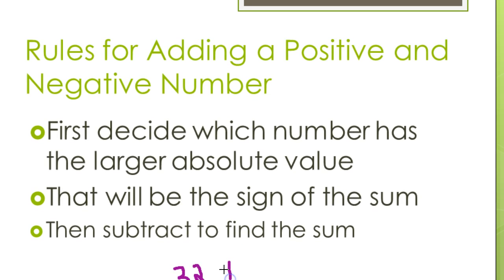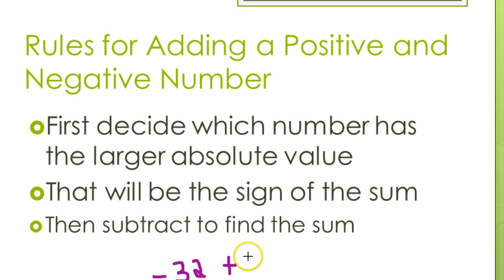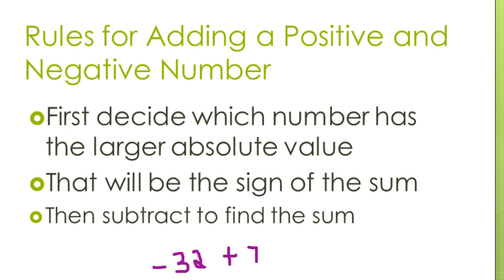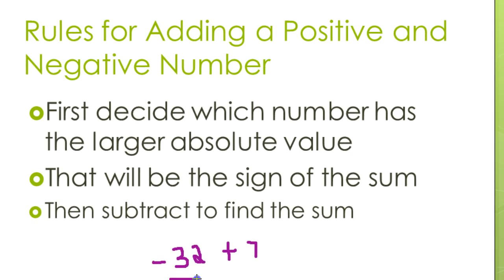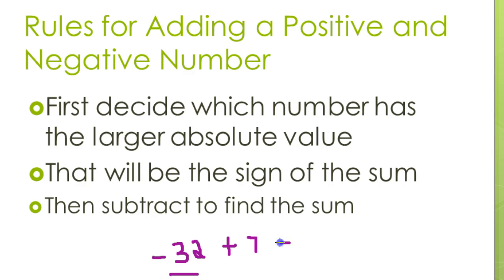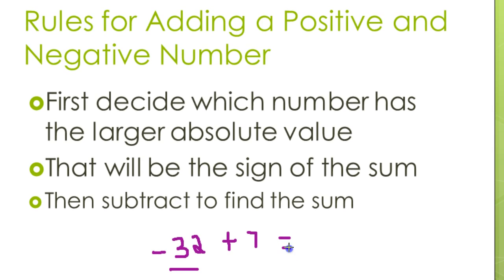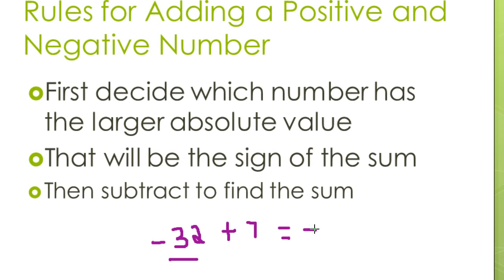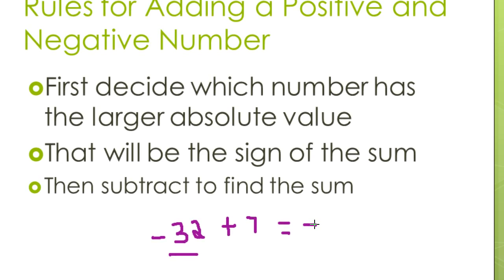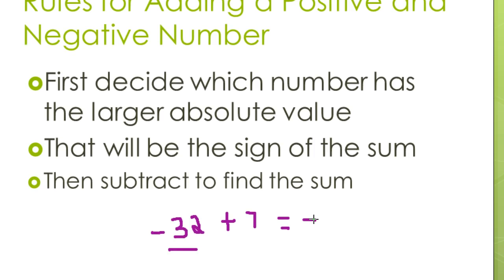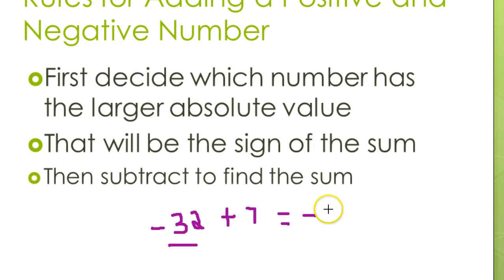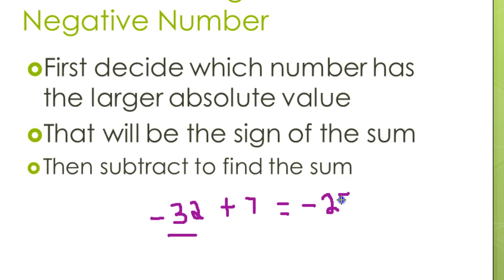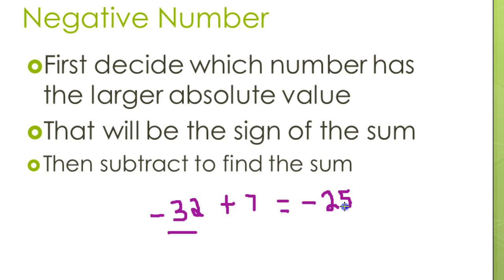So there's my adding integers, my plus sign there, and then I draw my 7. And then I have to ask myself which has the bigger absolute value, which is farther from 0, and it's negative 32. In fact, before I do any math at all, I know my answer is going to be negative. If I take 7 from 32, I go down 2, I'm at 30, and then I go down 5 more, and I'm at 25. Negative 25 is my answer. Okay.